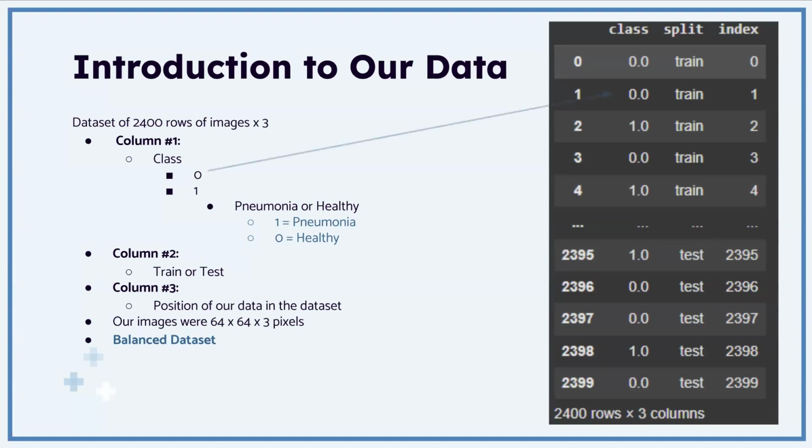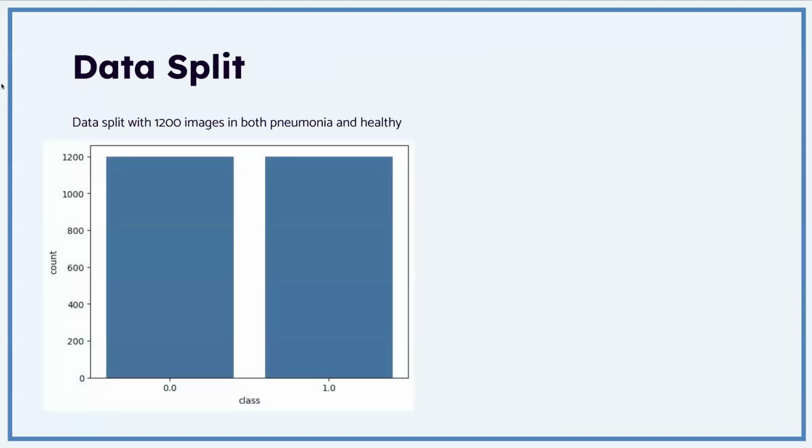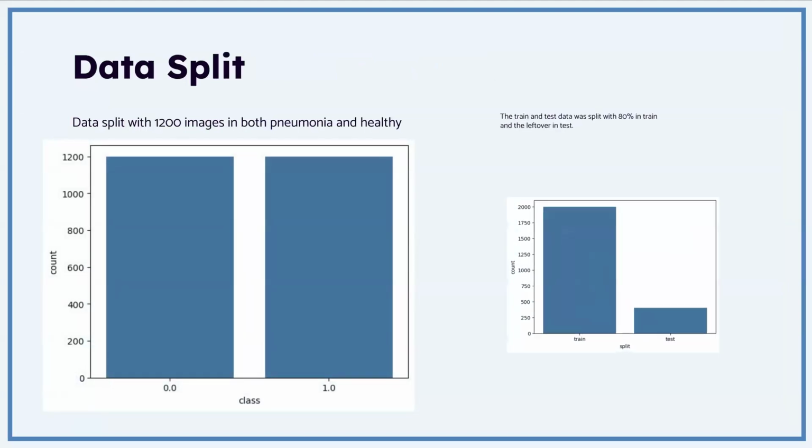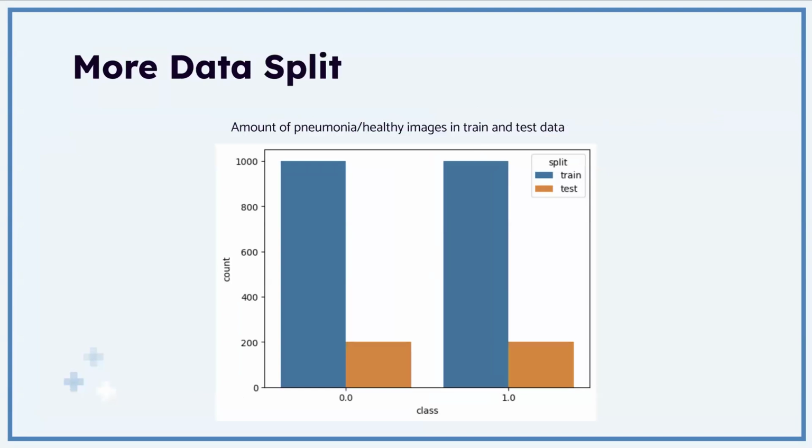We were working with a balanced data set: 1,200 pneumonia images and 1,200 healthy ones, which is super helpful for training a fair and unbiased model. Now, for the data split, we used the classic 80-20 split. So about 1,920 images were used for training and the remaining were reserved for testing. Both pneumonia and healthy images were evenly distributed in both the train and test sets, so there wasn't any imbalance affecting our outcomes. This balance was super important, especially in the medical field. We don't want models that are biased towards one diagnosis over the other.